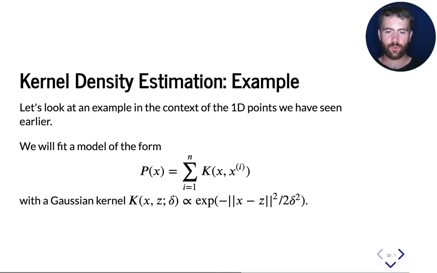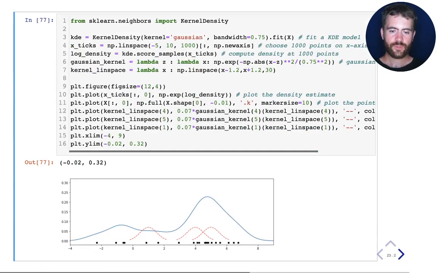Let's now look at a simple example of kernel density estimation in the context of our data set of one-dimensional points. Again, we will fit a model of the following form, where each kernel here is Gaussian with a parameter delta, which controls the width of the bell curve. So here, I'm just using the kernel density estimation class in scikit-learn. I feed it a Gaussian kernel with a bandwidth of 0.75, and I fit it to the data.